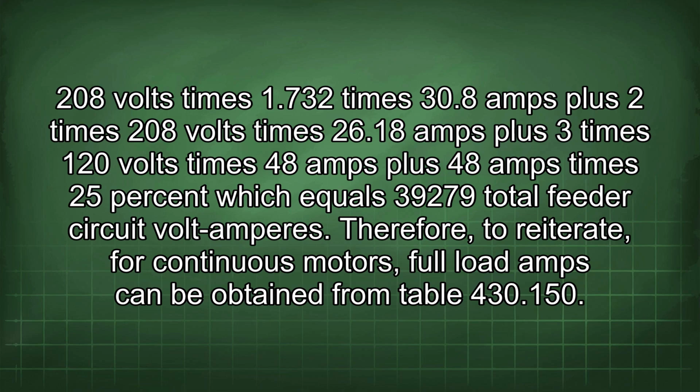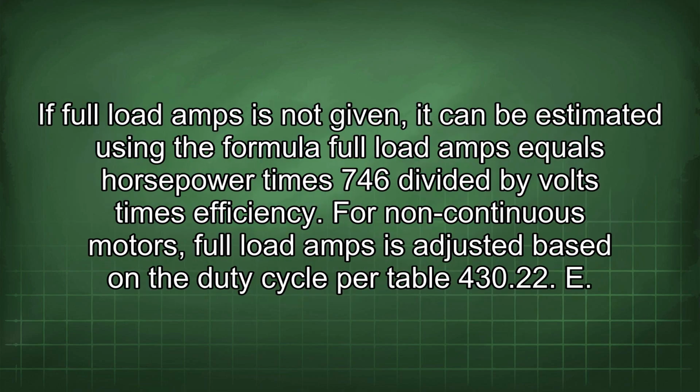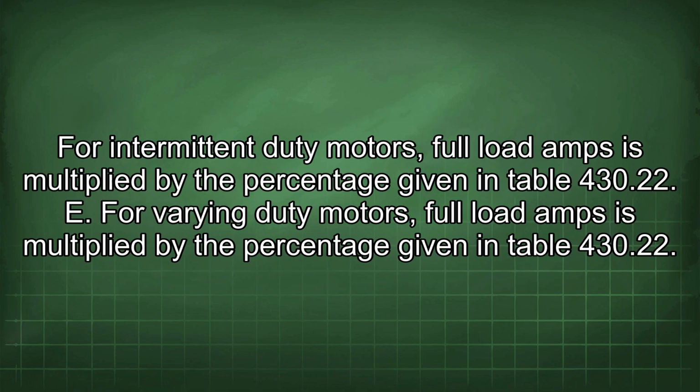Therefore, to reiterate, for continuous motors, full load amps can be obtained from table 430.150. If full load amps is not given, it can be estimated using the formula full load amps equals horsepower times 746 divided by volts times efficiency. For non-continuous motors, full load amps is adjusted based on the duty cycle per table 430.22. For intermittent duty motors, full load amps is multiplied by the percentage given in table 430.22. For varying duty motors, full load amps is multiplied by the percentage given in table 430.22.